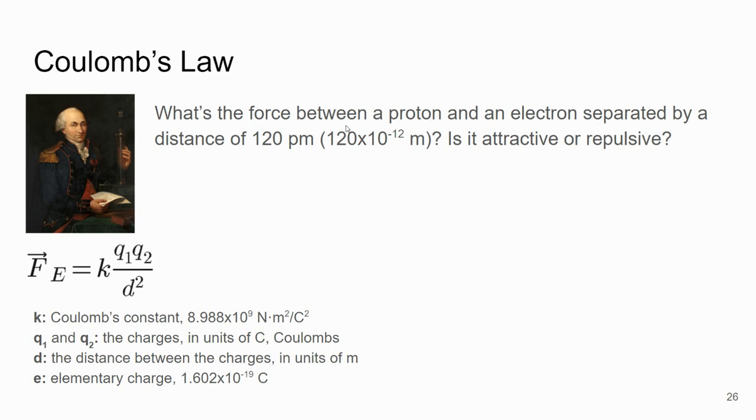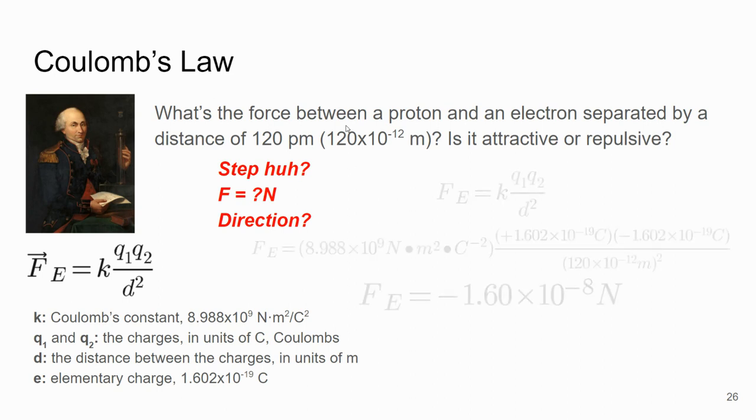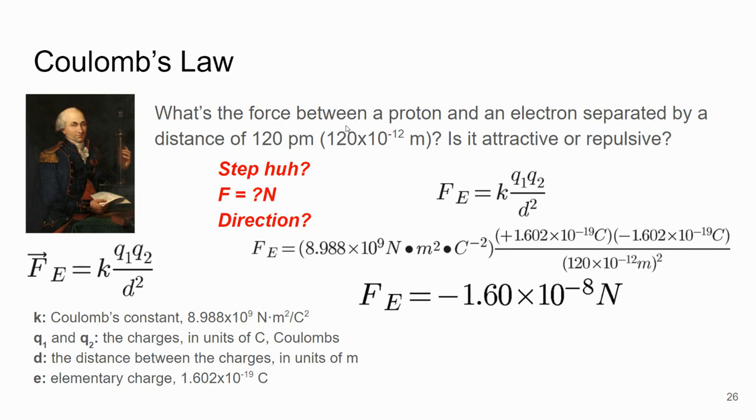How about this: what is the force between a proton and an electron separated by a distance of 120 pm, which is picometers? So 120 times 10 to the minus 12th meters. Is it attractive or repulsive? So we want the force. It will be in newtons. The direction, this one will be attractive because a proton has a positive charge, an electron has a negative charge. So opposite charges attract. So you put in the numbers, and you end up with this. Force electric is equal to minus 160 times 10 to the minus 8th newtons.